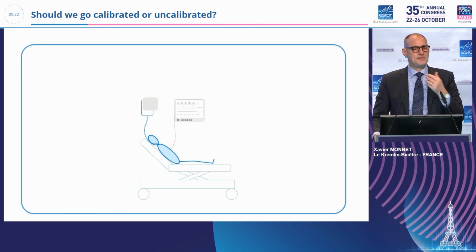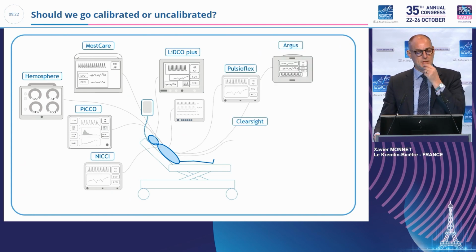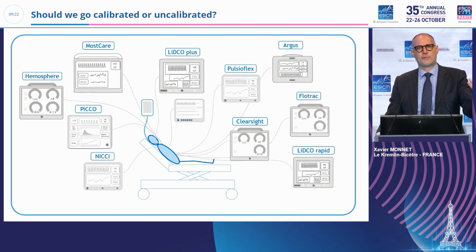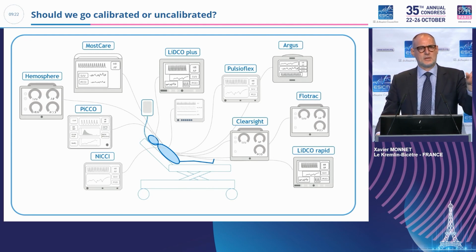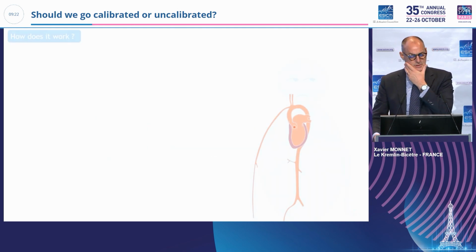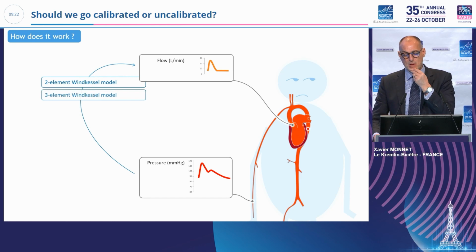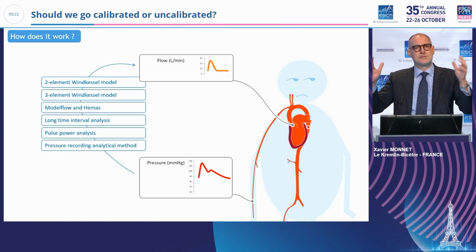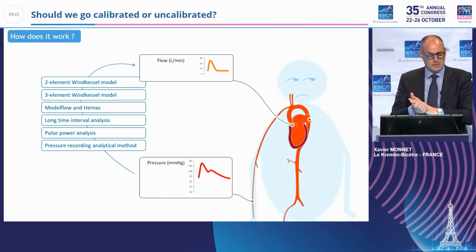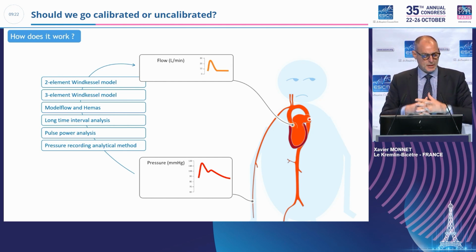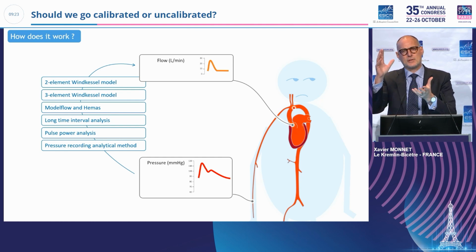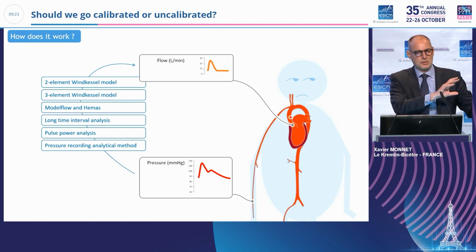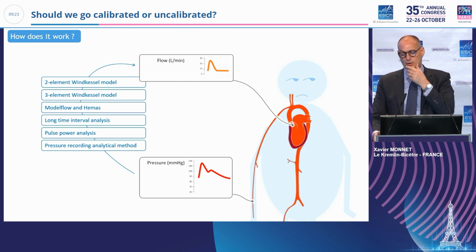We have several devices today that use this technique, and of course they work in a different way with different algorithms. I will not detail all these algorithms, and basically we do not know exactly how they work because of course they are kept secret by the constructors. But there are different models, different ways: the 2-3 element Windkessel model, modelflow, LiDCO, pulse power analysis, PRAM, etc. So different algorithms. But basically, geometrical analysis of the arterial pressure to estimate stroke volume.